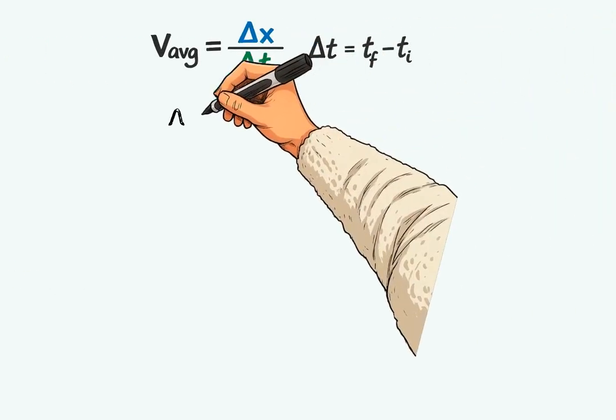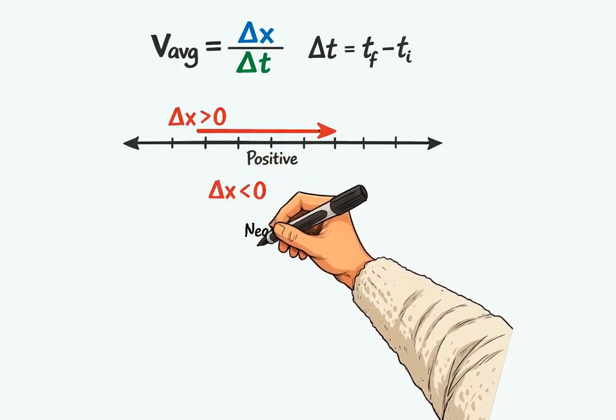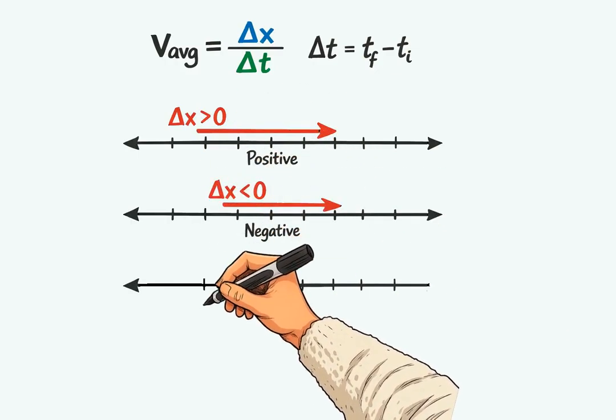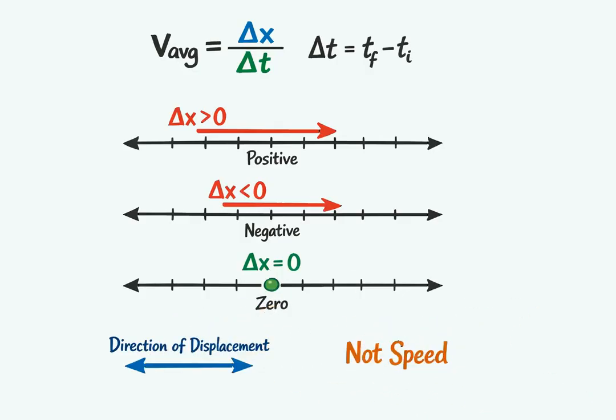With displacement defined, average velocity follows immediately. V sub avg equals delta x over delta t, where delta t equals t sub f minus t sub i. In one dimension, V sub avg can be positive, negative, or 0 because delta x can be. The sign indicates the direction of the net displacement in your coordinate system. It does not mean how fast in the everyday sense.